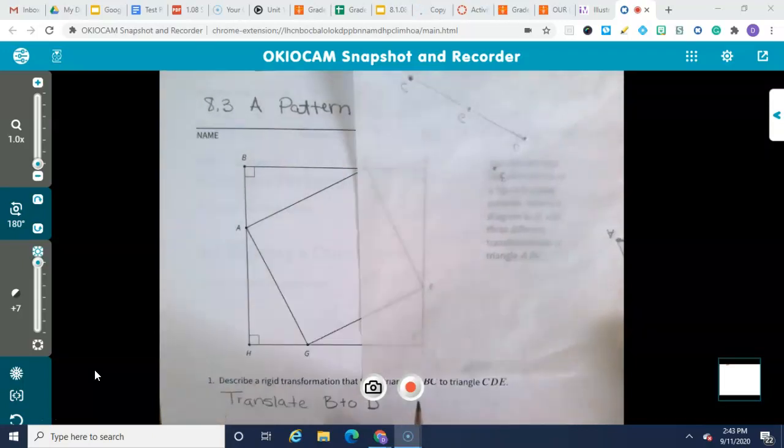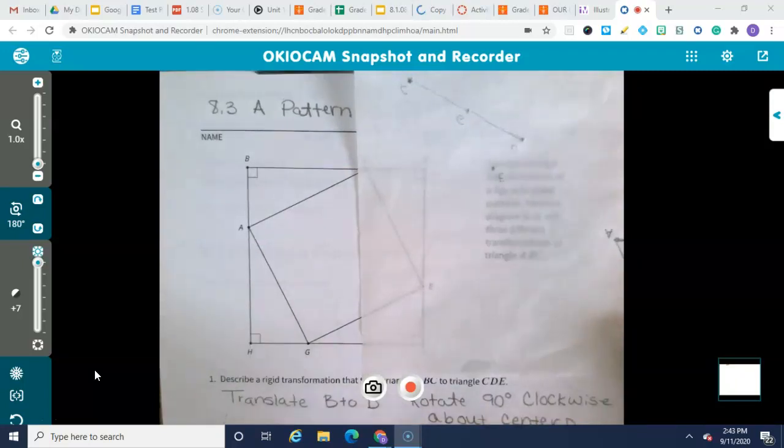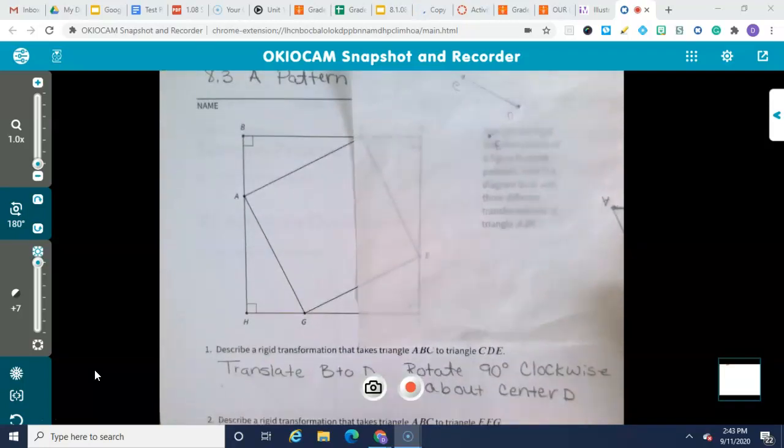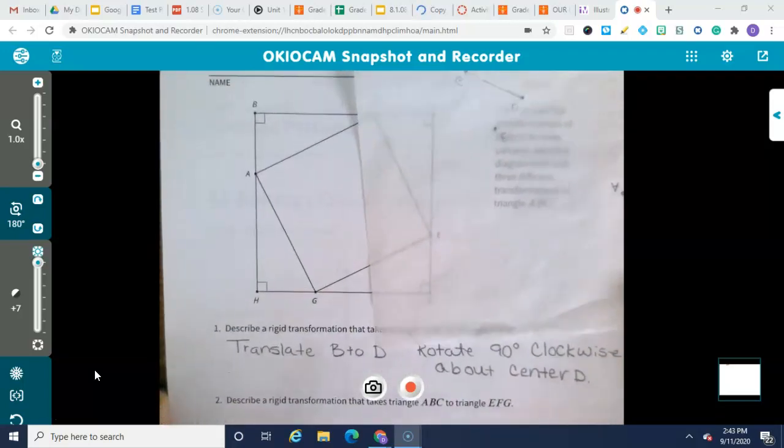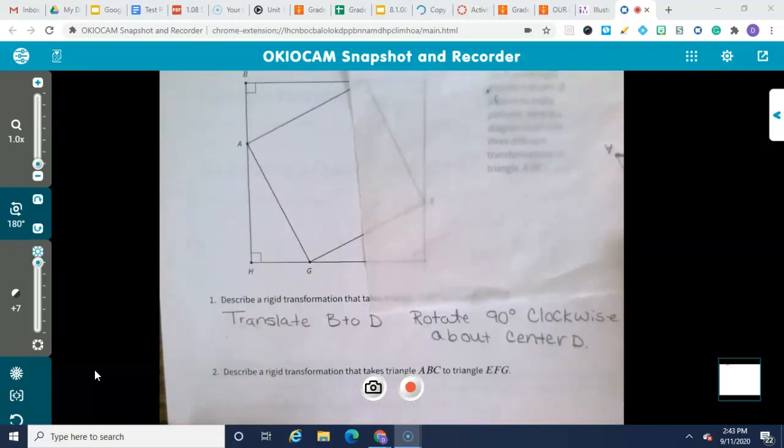Okay, let me see, what did I do? I rotate 90 degrees clockwise about center D. Okay, gotta push it up so you can see a little bit about center D, and that's how I got that there. Okay, so then it says number 2. Push it up just a little bit more so we can see number 2.